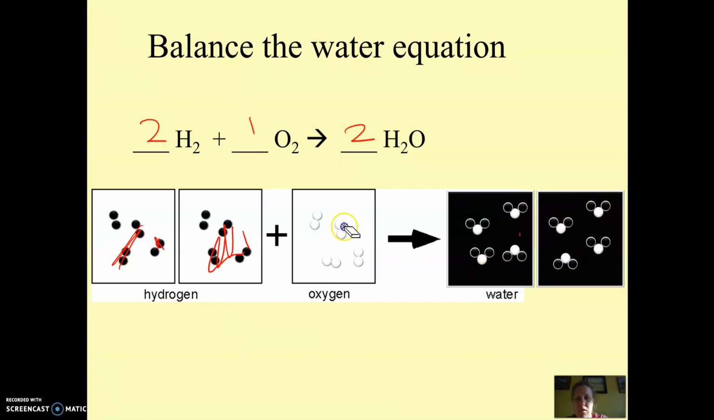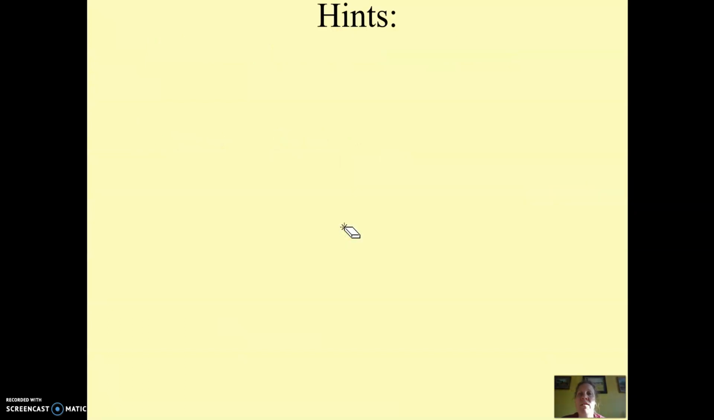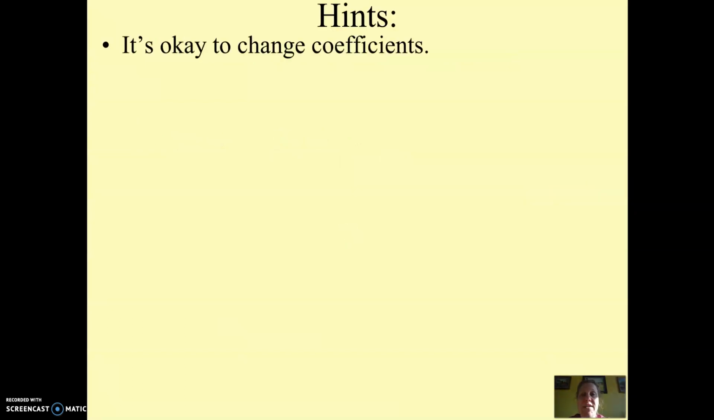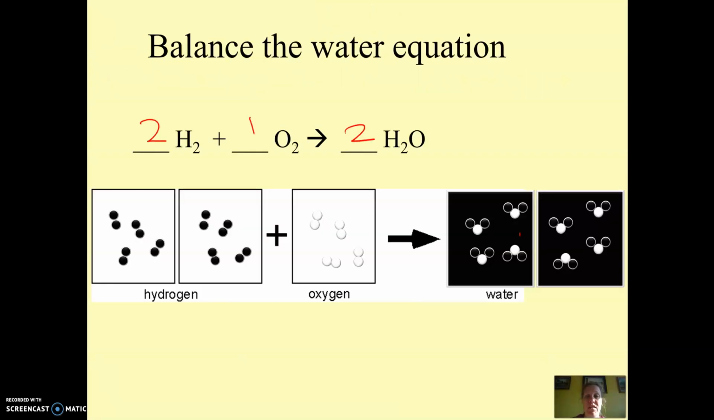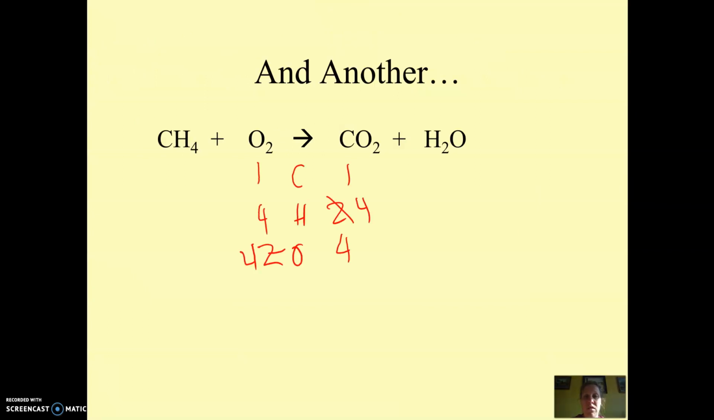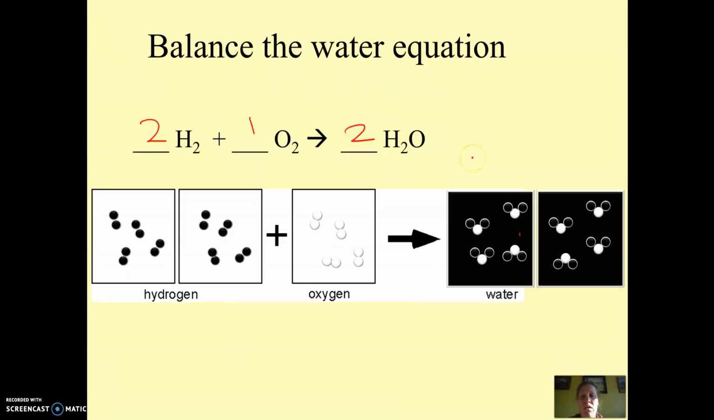So, okay. So here's my hints. Hint number 1. It is okay to change coefficients. If you're going through and you're balancing both sides and something messes up, it's okay. Just change it. If elements are in 2 different places, you add them. That's like this, not that one. This one, we added the O's. We added the O's.